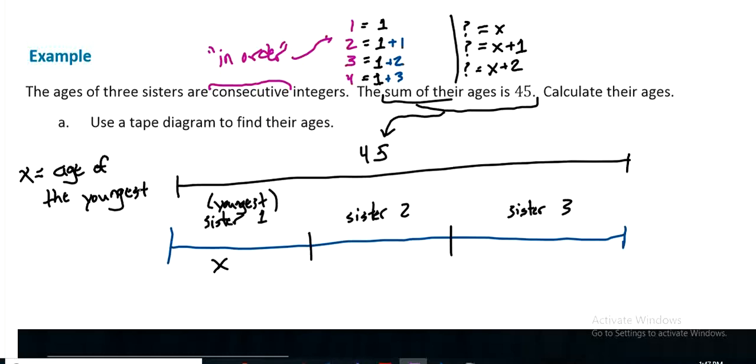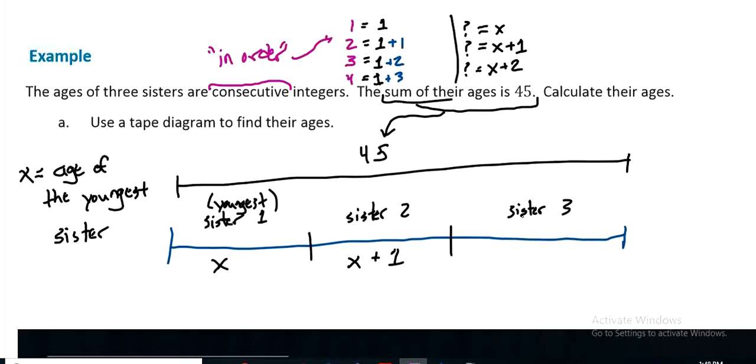Age of the youngest sister. So the youngest sister is just x. Now sister number 2, she's in the middle, so her age is going to be the youngest sister plus 1 because they are consecutive ages. So sister 2 is going to be x plus 1.